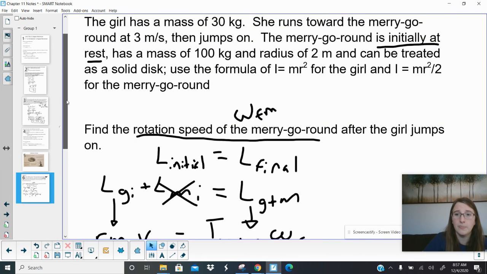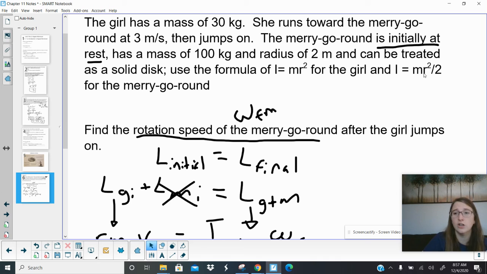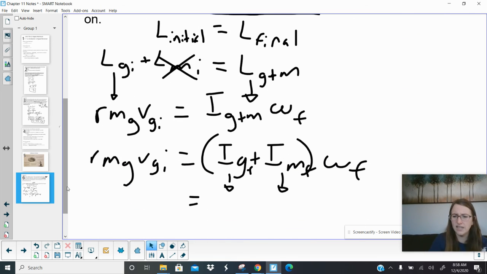So I'll scroll up here. Here's our rotational inertia formulas. Remember that the mass specifically refers to the mass of the girl over here. This is just the mass of the merry-go-round. Let's go ahead and give it a shot. See how far you go and then click continue when you're ready.